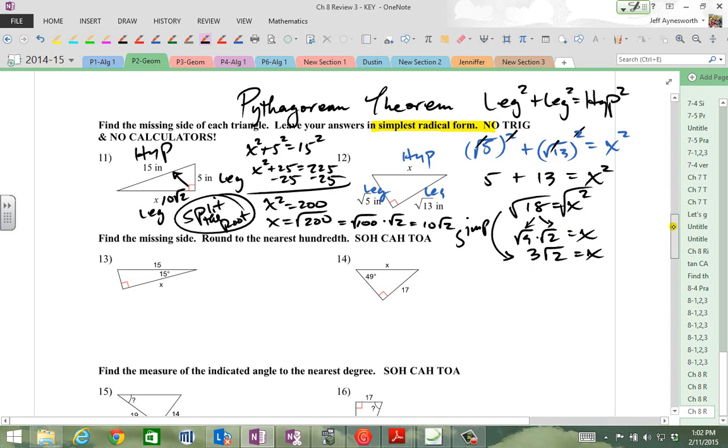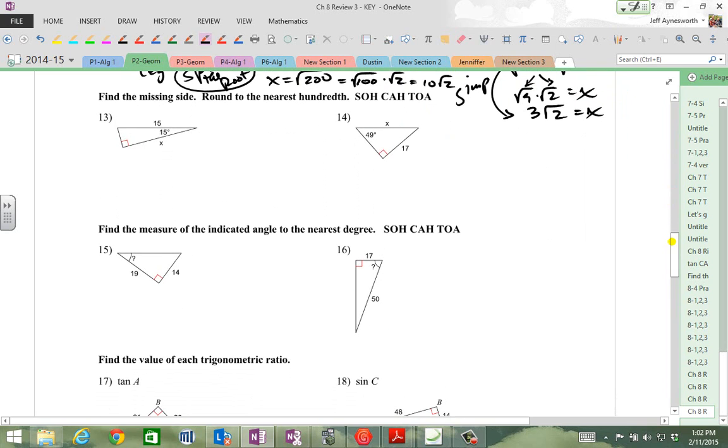All right, now for some trig. Okay, so now you first label. So here's your angle, and the side next to the angle is called the adjacent side. Opposite of the right angle is called the hypotenuse. All right, let's write down SOHCAHTOA.